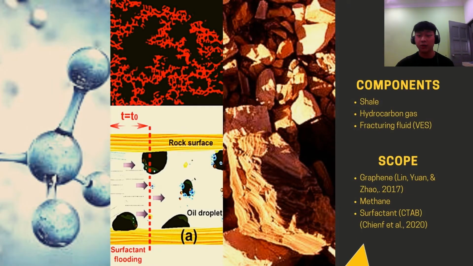The scope of study includes three main components, namely the shale, hydrocarbon gas, and fracturing fluid, which are represented by graphene, methane, and surfactant respectively in the simulation. The usage of graphene and the type of surfactant, which is used in the industry as viscoelastic surfactant, CTEP to be exact, are supported by several papers. And methane is used as it is the component with the highest percentage present in shale gas.